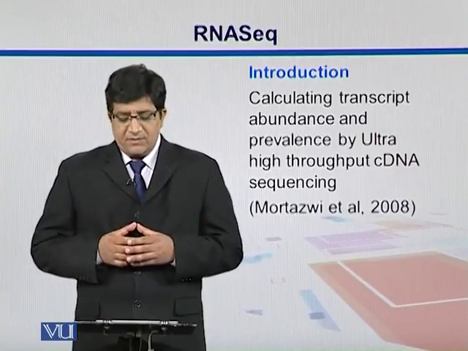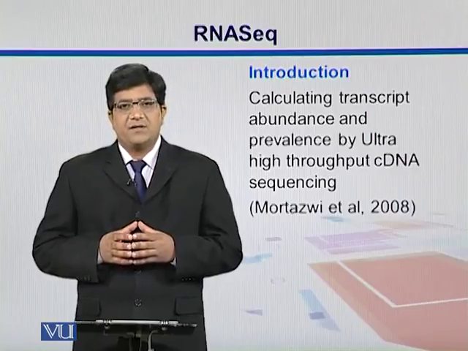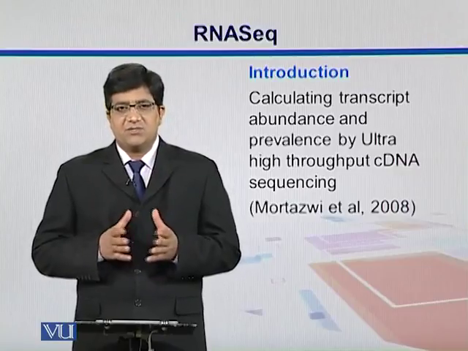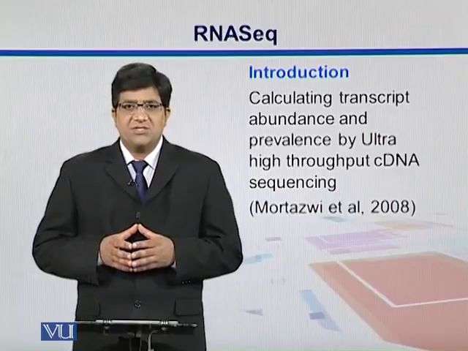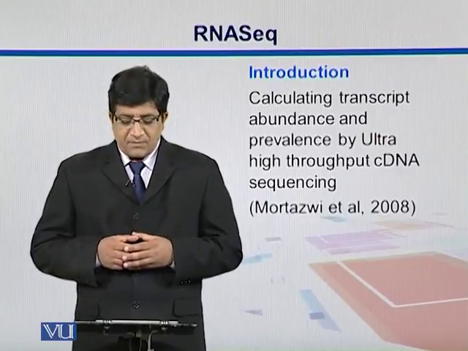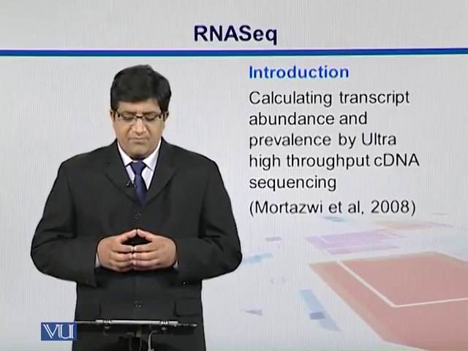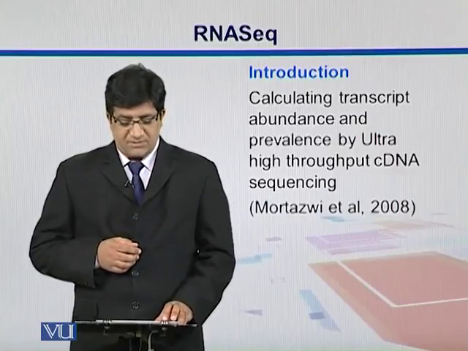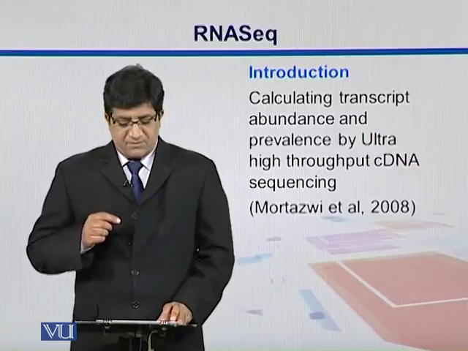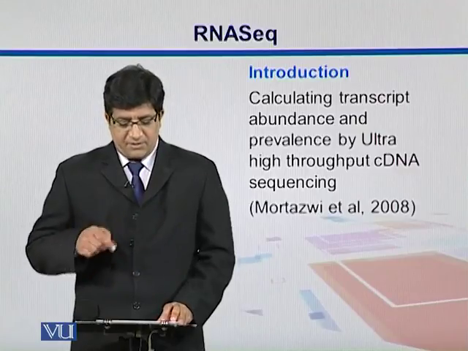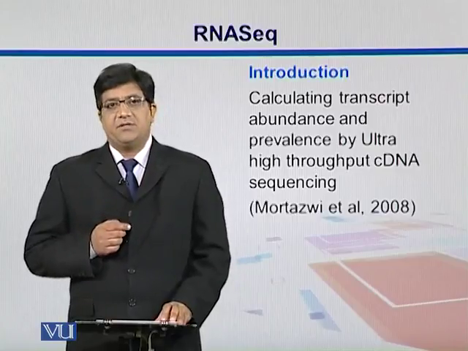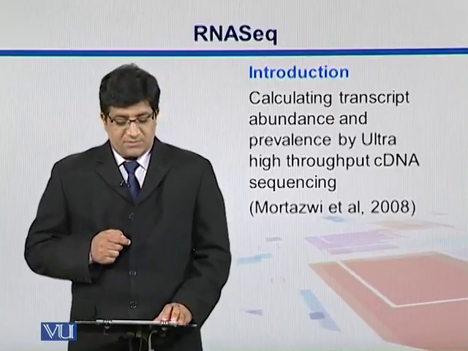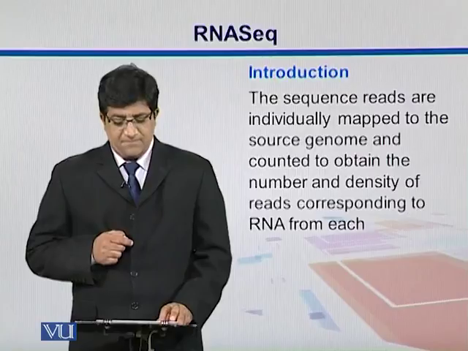So here is a new technique, that is RNA-seq, RNA sequencing. Seq here represents that we get the sequences of the RNA while using next generation sequencing machines like Illumina or 454, etc. So it's calculating transcript abundance and prevalence by ultra high throughput cDNA sequencing, as Mortazavi et al. have said. This was actually the first pioneering paper. Among the pioneering papers there are two of them, they appear together: this Mortazavi et al. and then Wang et al., where this RNA-seq technique was described in detail.